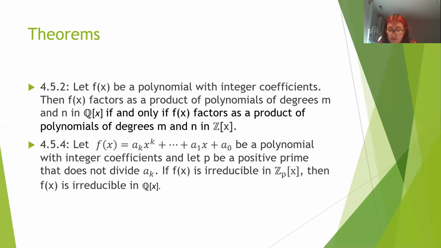So since all the elements in Z sub p are in Q, if a function is irreducible in Q, then it has to be in Z because all the elements in Z are in Q.